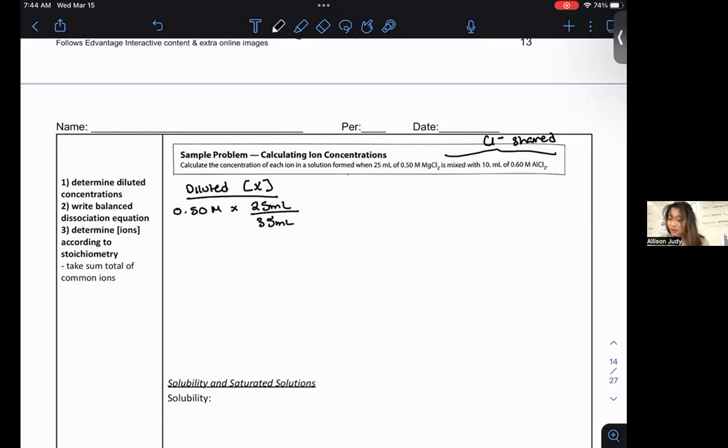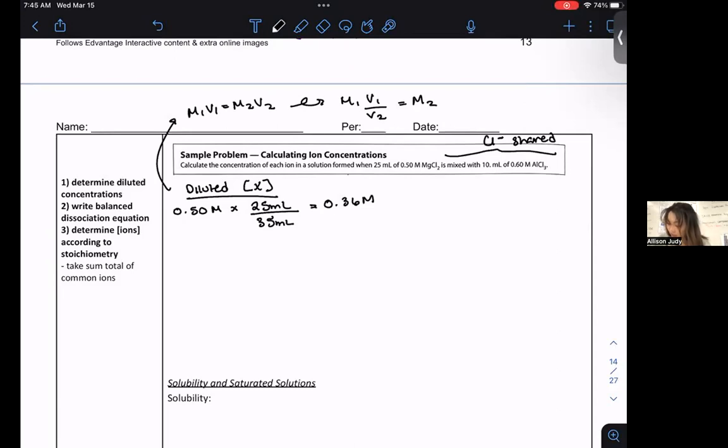So I'm going to multiply it by a dilution factor, which, by the way, is just a rendition of M1V1 equals M2V2, where I move it around so that I have M1 times V1 over V2 to solve for M2, the new diluted concentration. It's the same simple mathematical process, and I get that my diluted concentration is 0.36 molarity MgCl2.